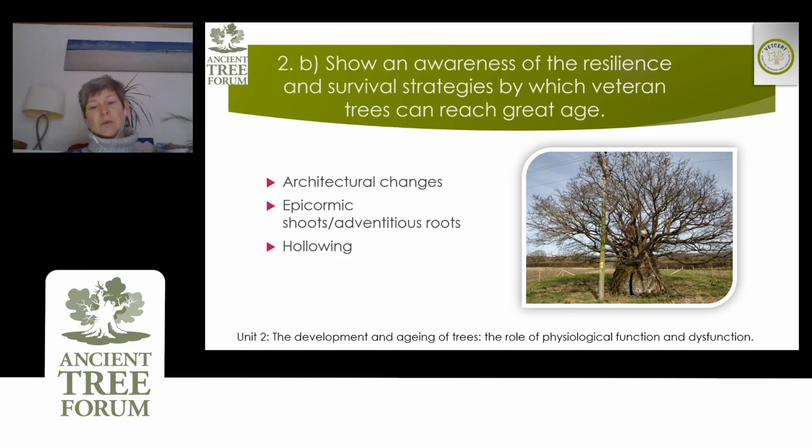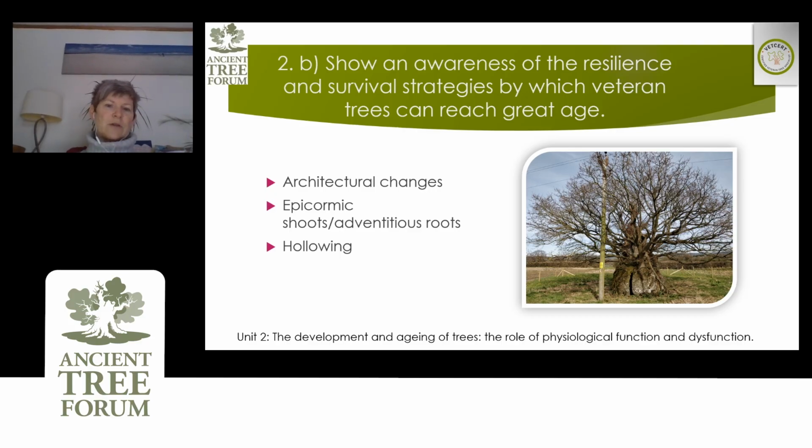So some examples of that would be the architectural changes in the crown, the fact that a crown may be completely made up of epicormic shoots, for example, and that adventitious roots may form a part of the tree inside a hollow stem, for example. So those are some of the examples of that resilience and those survival strategies by which veteran trees can reach a great age. So adventitious roots, making use of the broken down heartwood that fungi have decayed.